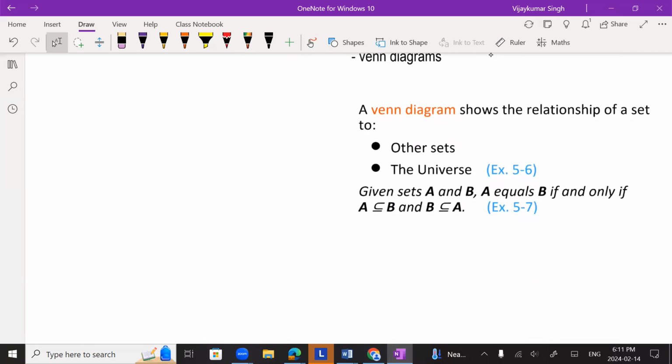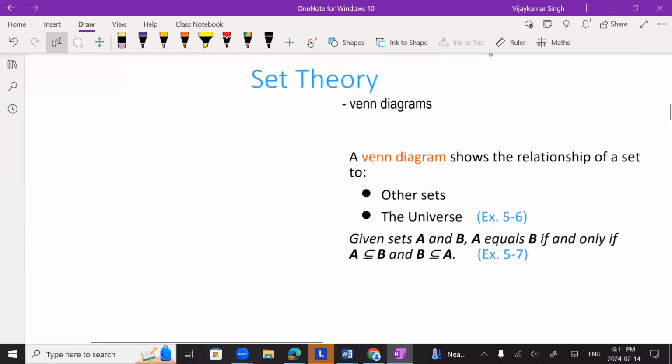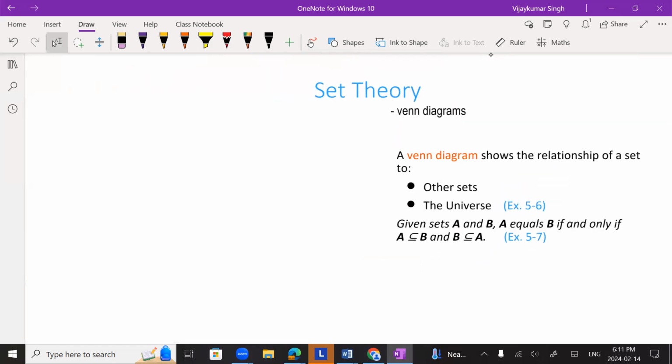So next thing is basically talking about the idea of the Venn diagram. All right, so what is the idea behind the Venn diagram? A Venn diagram is useful to show the relationship between sets. That okay? So basically that is depicted by a Venn diagram.